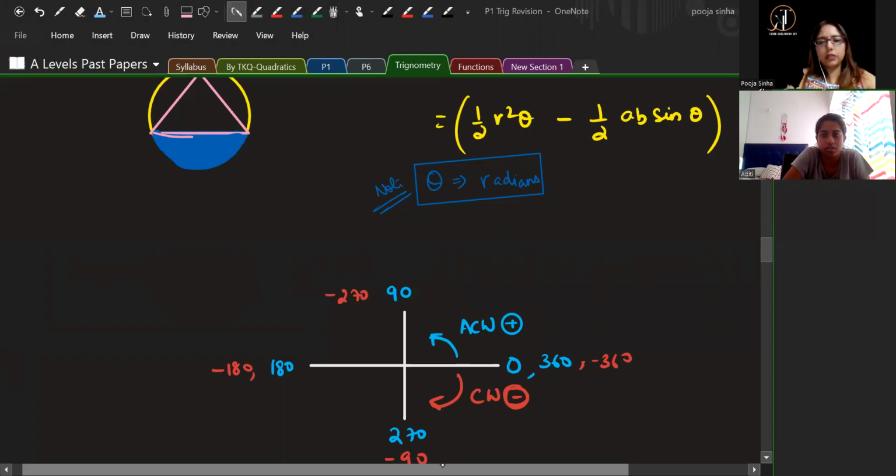So you have a question now. You have to tell me the area of a sector of a circle which has a radius of 9 centimeters and an angle of pi by 6 radians. Could you repeat again? Sorry. The angle is pi by 6 radians and the radius is 9 centimeters.